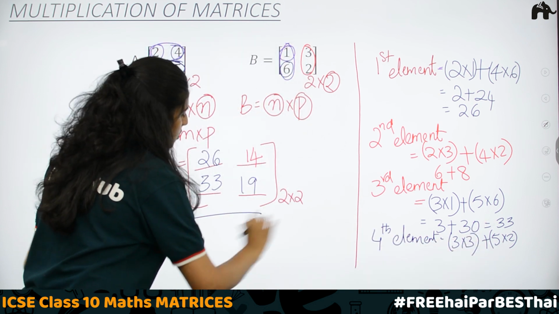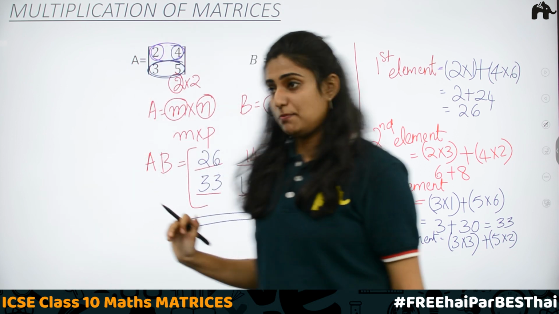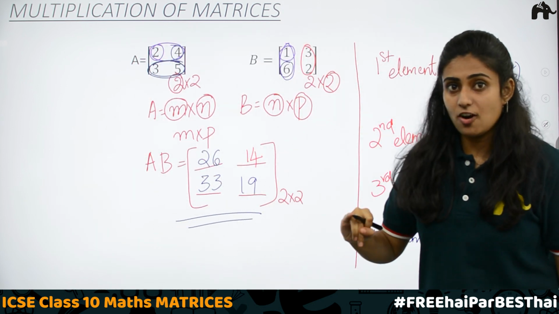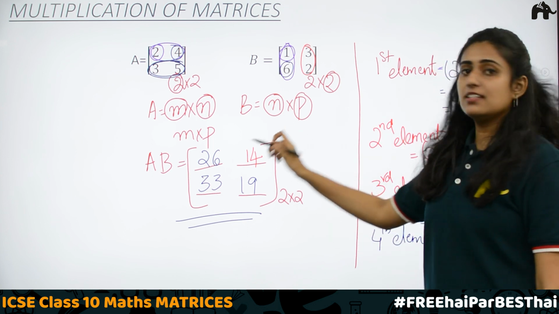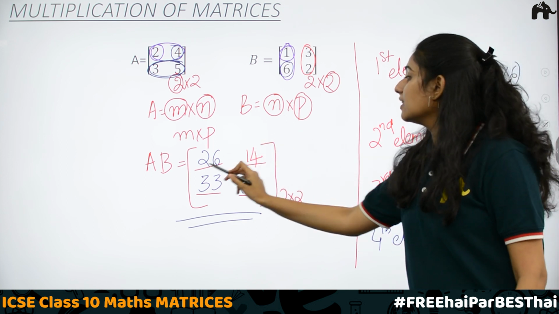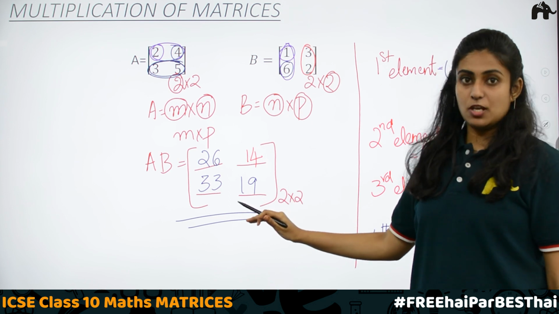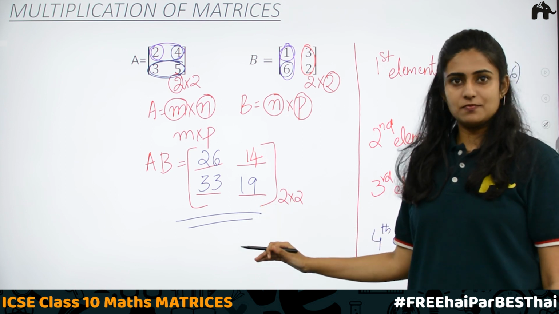So this is how you can perform the matrix multiplication. Got it? First check the order and confirm if the matrix multiplication can be performed. After that, this is how you will find the elements of the product matrix. Got it? Understood?